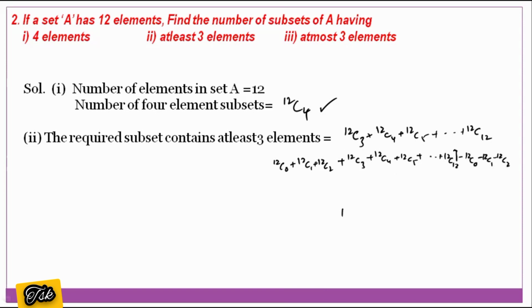We know that the value of nC0 plus nC1 plus nC2 up to nCn is 2 power n. So it is 2 power 12 minus 12C0, which is 1, 12C1, which is 12, 12C2, which is 12 into 11 by 2, that is 66. 2 power 12 is 4096, minus 79.